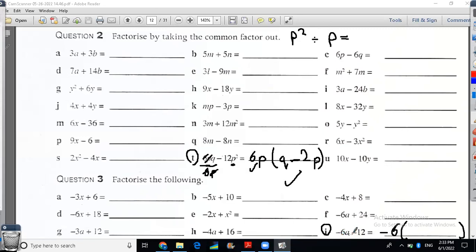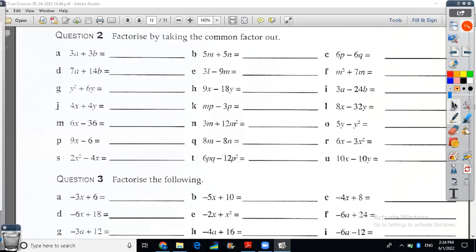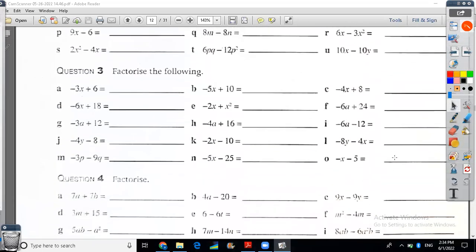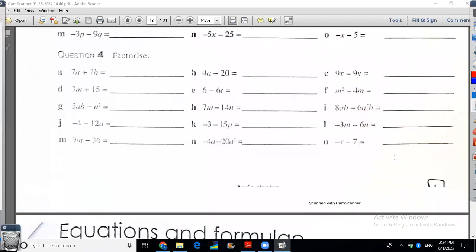So let's now divide. Negative 6a divided by negative 6 is going to be only a. Negative 12 divided by negative 6 is going to be positive 2. Negative divided by negative is positive. That's it. Okay. Let's erase all of this and go down. Everything here is the same.